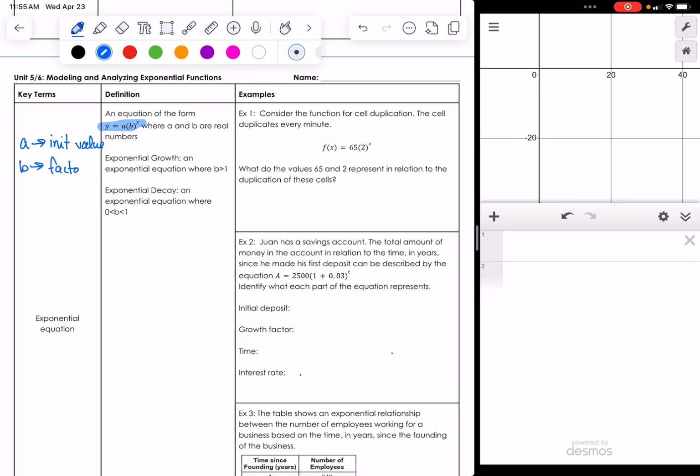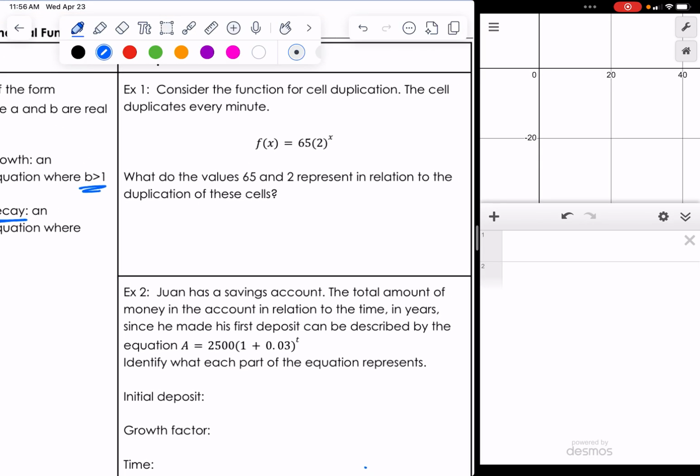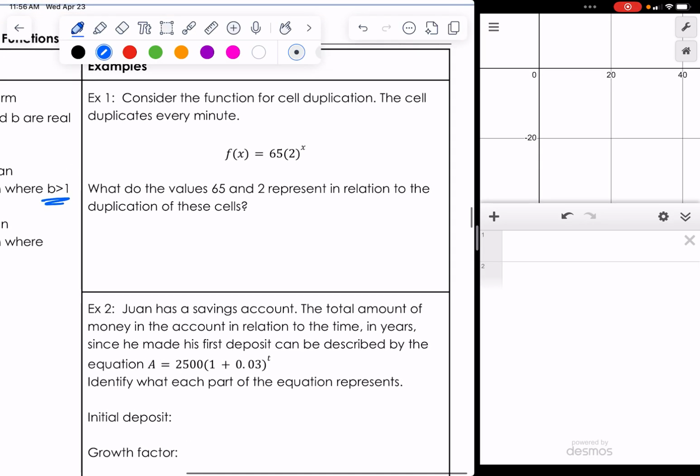And this factor can either be a growth factor if b is greater than 1, or it can be a decay factor if b is between 0 and 1. So let's take a look at example 1 here. Consider the function for cell duplication. The cell duplicates every minute, and we have f of x equals 65 times 2 to the x power. What do the values of 65 and 2 represent in relation to the duplication of these cells?